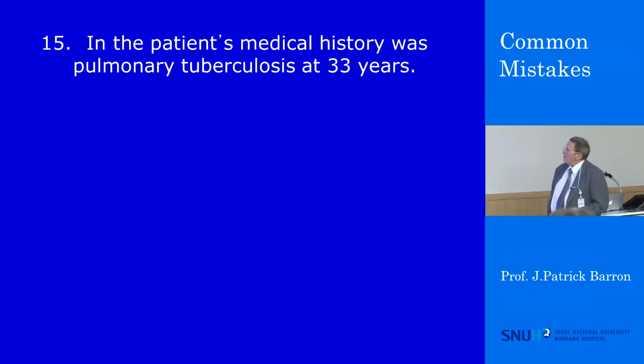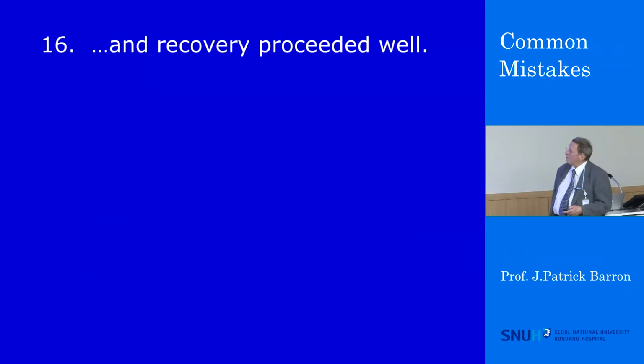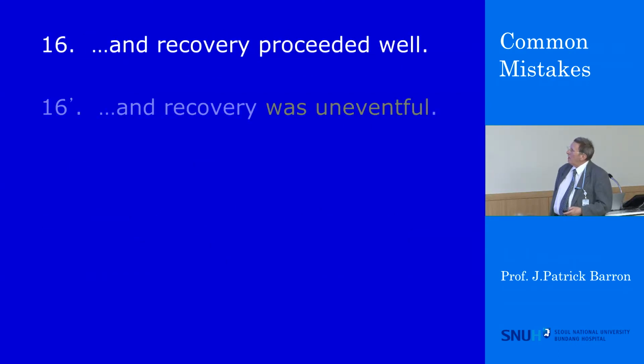In the patient's medical was pulmonary tuberculosis at 33 years. This is understandable, but the patient's medical history included tuberculosis at age 33. The patient had had pulmonary tuberculosis at age 33. Well, this is shorter, so I would prefer this. But if you want to emphasize medical history, okay, but this is enough. This means it's in the medical history. And recovery proceeded well. Well, if he recovers, it proceeded. So recovery was uneventful, so it went forward.